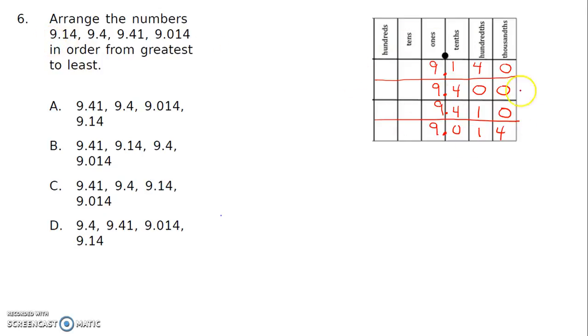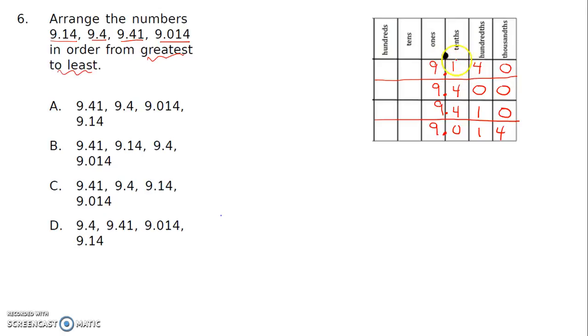The reason I like to use a place value chart is because when we're comparing decimals, we want to make sure that if one of the decimals goes all the way out to the thousands place, we rewrite each of our other decimals all the way out to the thousands place. It just makes it easier to compare them. Now in the ones place, they all match. So then we move to the tens place. We're going from greatest to least, so I'm looking for the biggest number here.